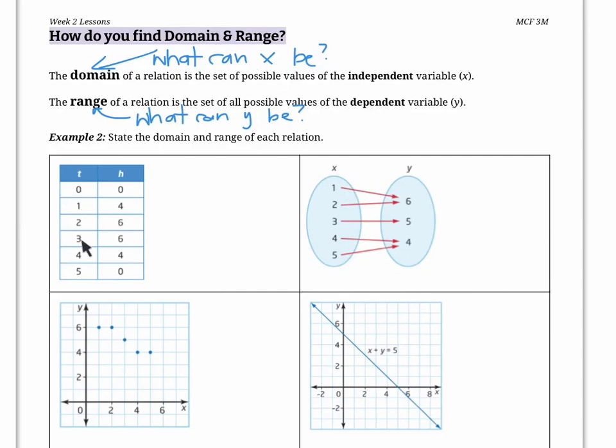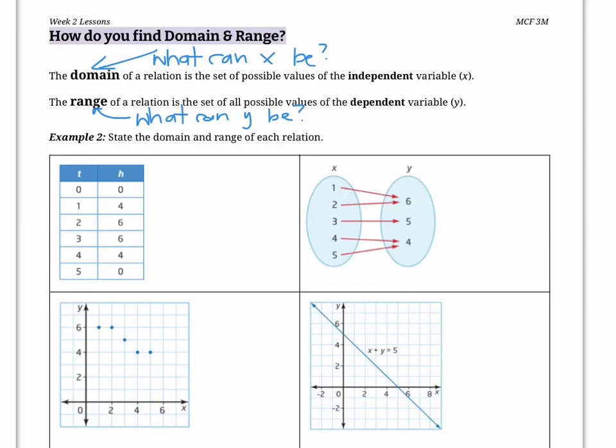Well, we can assume that this relation that we're given here, this is all the information that we know about this thing. So what x can be is 0, 1, 2, 3, 4, 5. That's the domain. And the range is what can y be? Well, here's our y, or our dependent variable. And what can y be? Well, y can be 0, 4, 6, and that's it, because 4 and 0 we already counted. So y can be 0, 4, and 6.